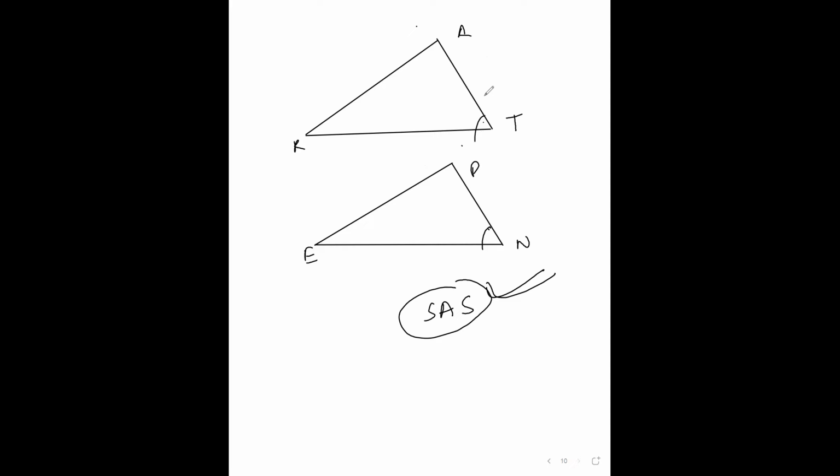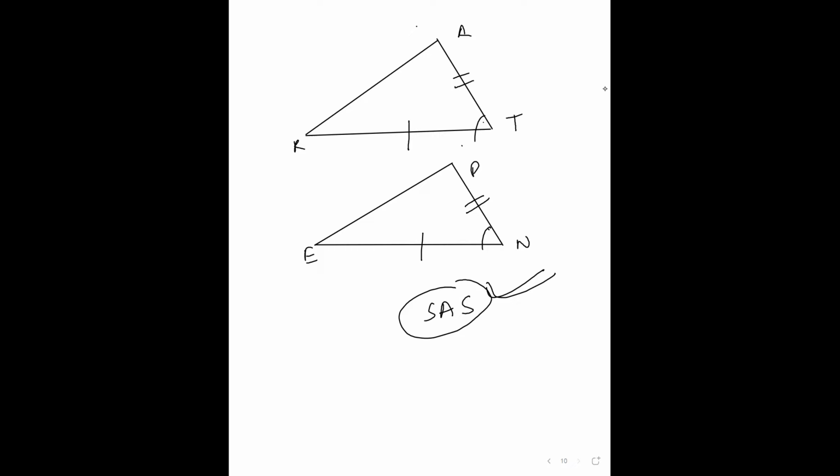Okay, understood now. Which two sides will we be using? RT and PN. RT will be equal to EN. Very good. Next? PN will be equal to AT. Very good. That's all that they're asking.